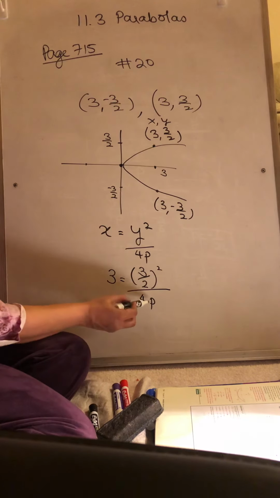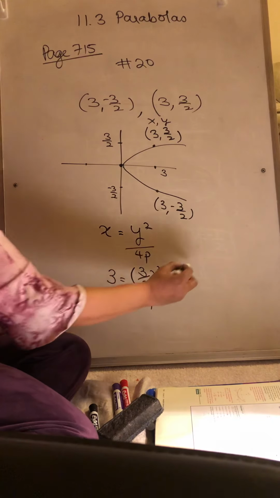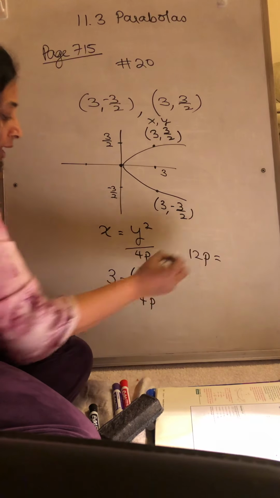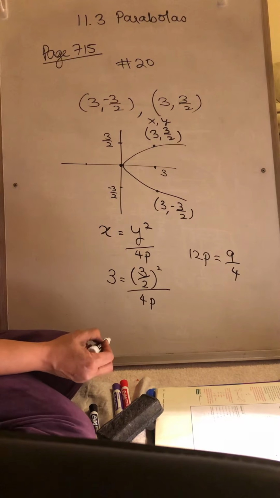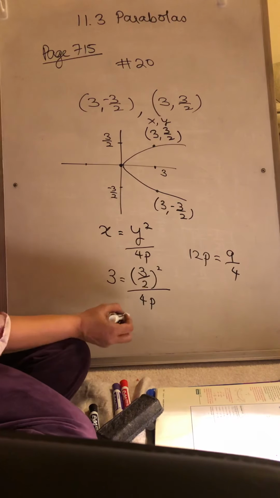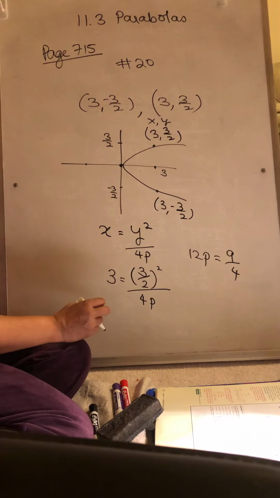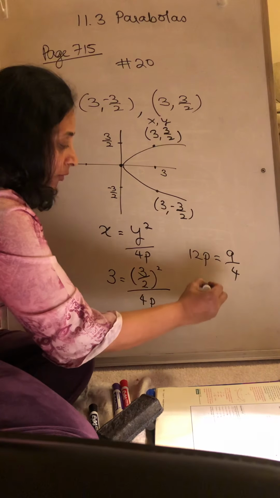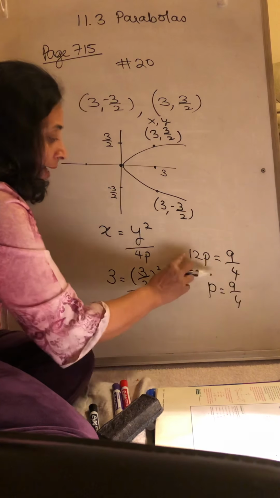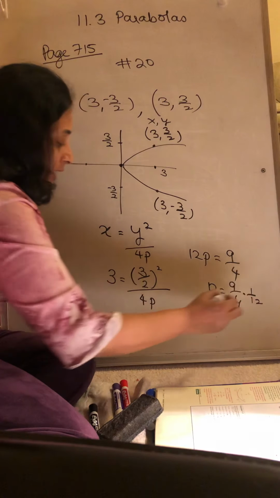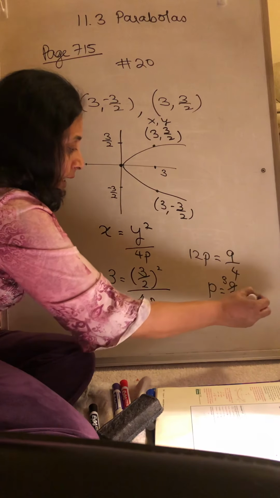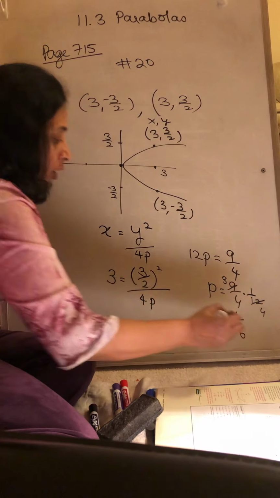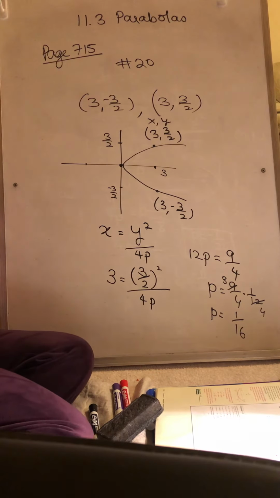I'm just solving this. So multiply by 4p on both sides, I will get 12p equals 3 over 2, the whole square, which is 9 over 4. So I want to find what is p. I shouldn't have done this, right? I'm doing it the long way. Anyway, I divide by 12. So I get p equals 3 over 4 over 12. P I got as 1 over 16. Let me just check.